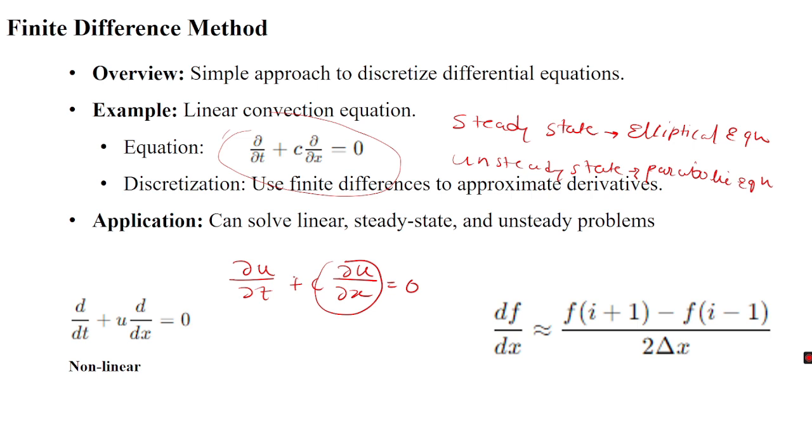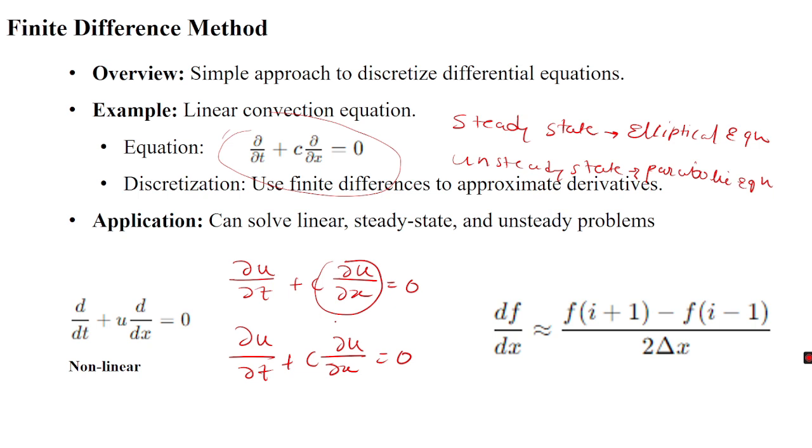how certain quantities are being transported or carried along with the flow. In this case, the quantity u is transported at a speed of c. Okay. So whatever the c we are having, ∂u/∂x equals 0. So quantity u is transported at a speed of c.